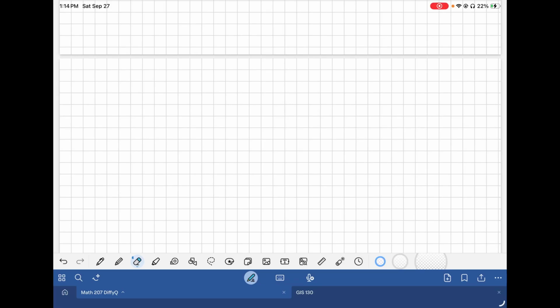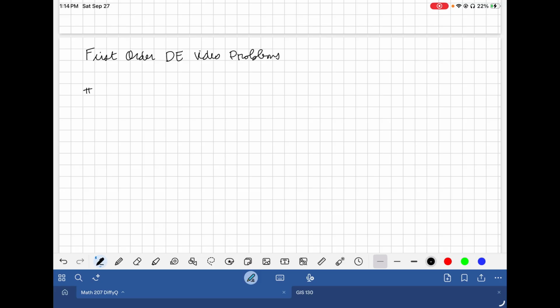Hi, good morning. So here we are going to start the first order differential equation video problems. And so let's start with number 1. So number 1 is this problem that's y prime equals (x squared minus 4)(3y plus 2). And so looking at this, I can tell that this is going to be a separable equation.